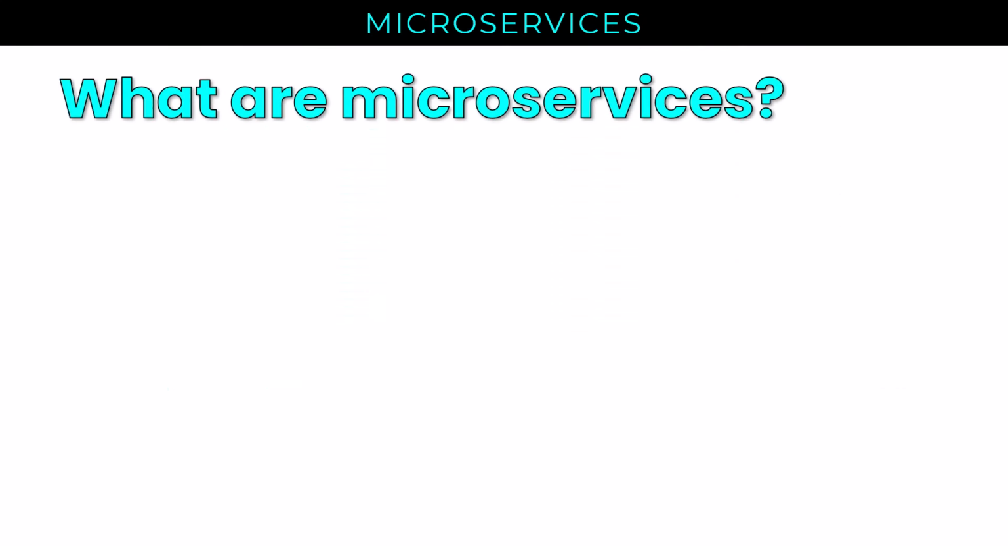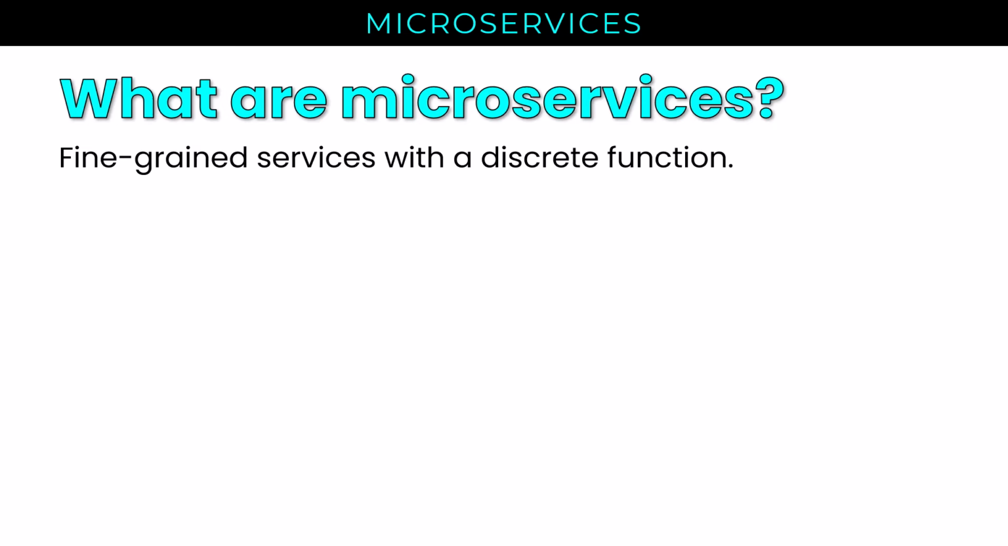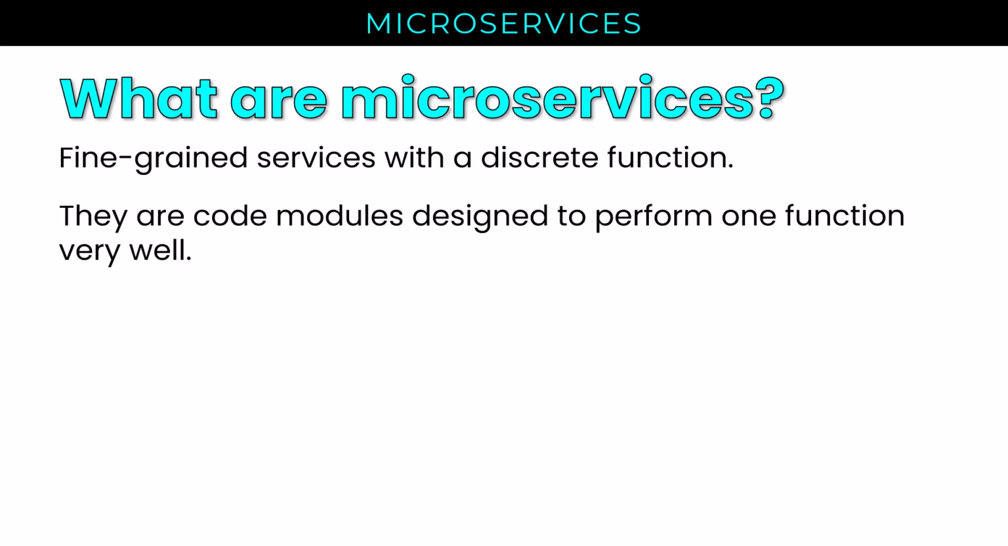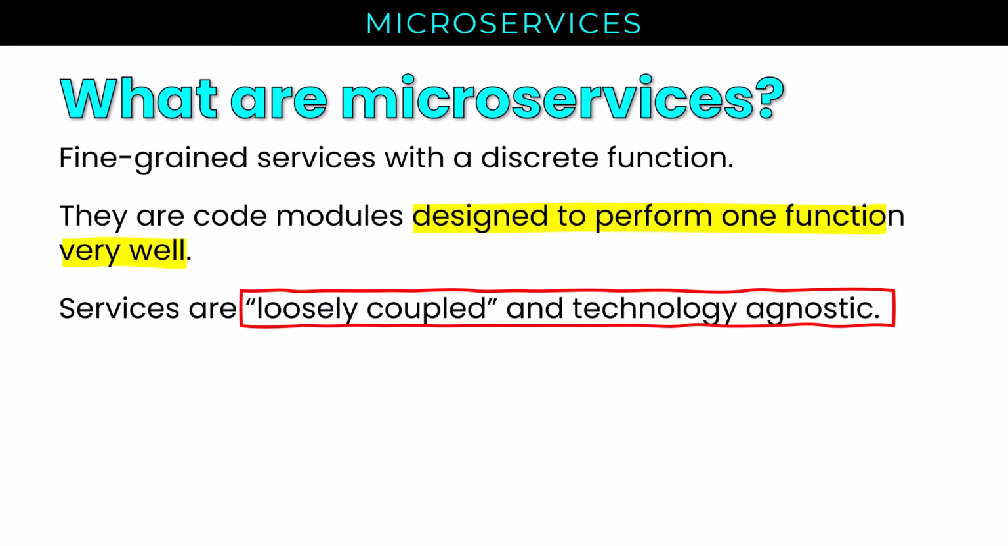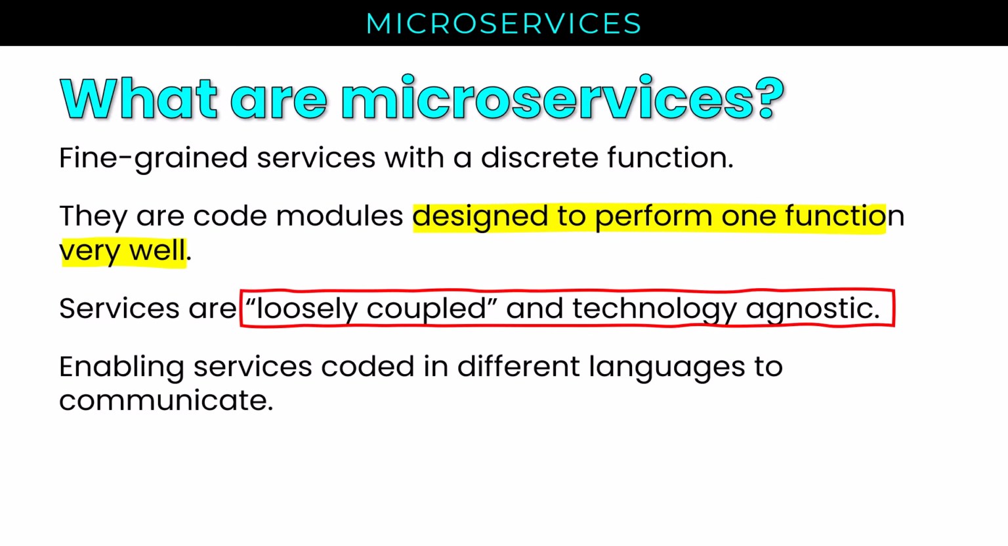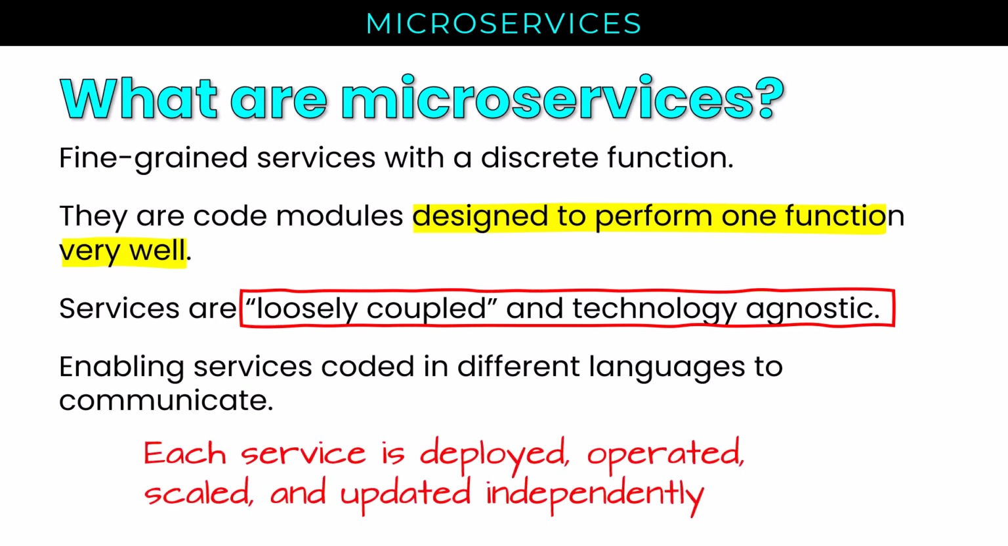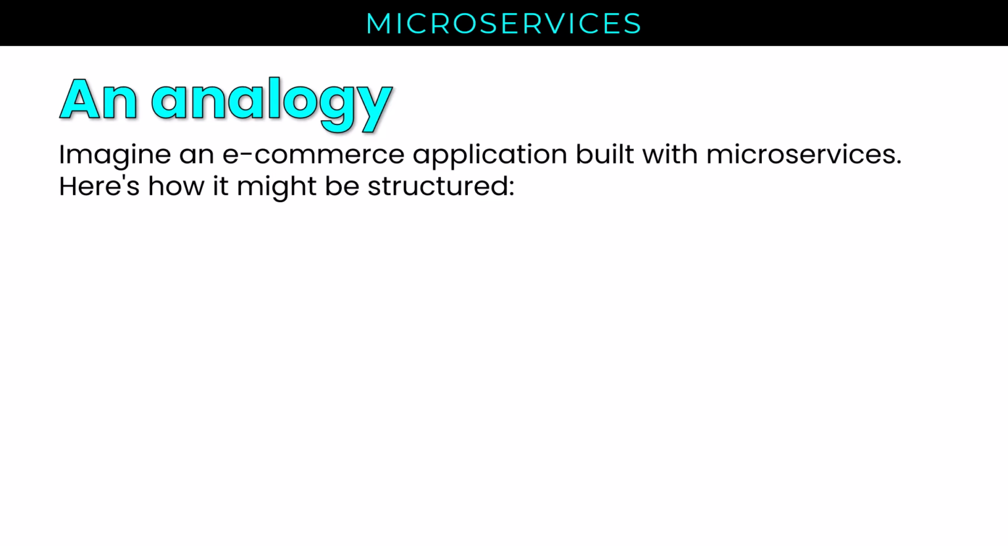Moving on to microservices. So microservices are fine-grained services with a discrete function. So in plain English, they're code modules designed to perform one function very well. Services are loosely coupled and technology agnostic, which enables services coded in different languages to communicate. Each service is deployed, operated, scaled, and updated independently. So dependencies between services are minimized wherever possible. So let me share an analogy, just an example that can paint a picture of how an e-commerce application built with microservices might be structured, just for context.